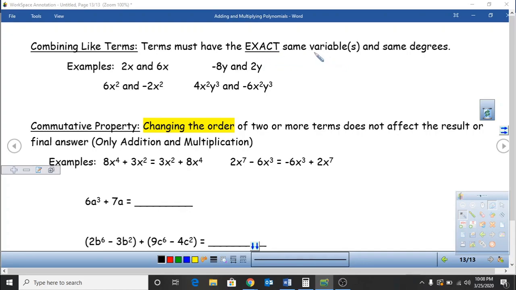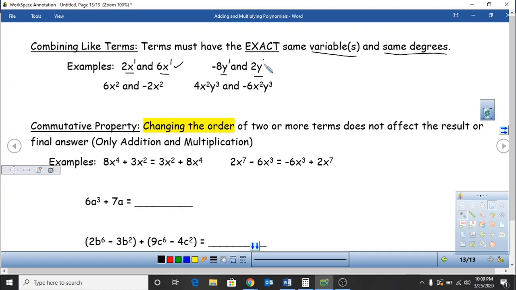So by definition, combining like terms, the terms must have the exact, and I mean exact, same variable or variables and the same degrees. So keep that in mind, same variable, same degrees. So what do I mean by that? Well, if I ask myself, am I allowed to combine 2x and 6x? The first thing I ask myself is, do they have the same variable? Yes. Do they have the same exponent? They both have an exponent of 1, right? Because we're going to fill them in with a 1. So I am allowed to combine them, so that's good to go.